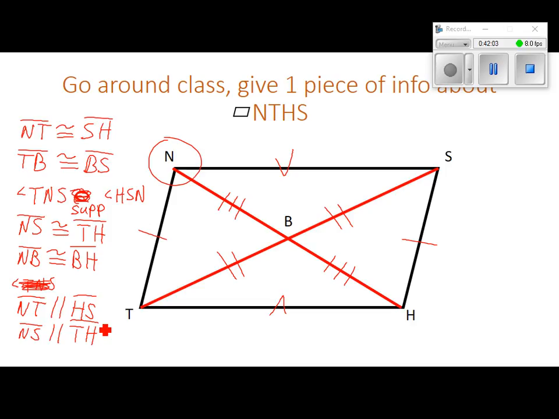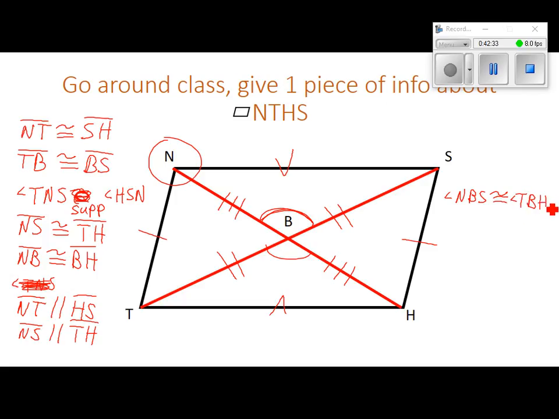Next one, Ian. Angle NBS is vertical to angle TBH. Make sure you use your symbol. Now, let's not say that they're vertical. What do we know about them if they're vertical? Right. So angle NBS, this angle, is congruent to which angle? TBH, this angle.